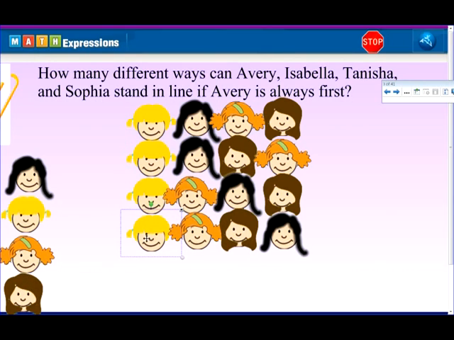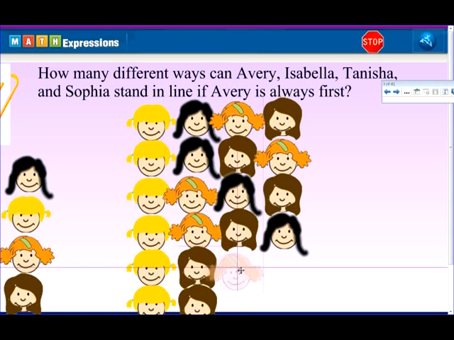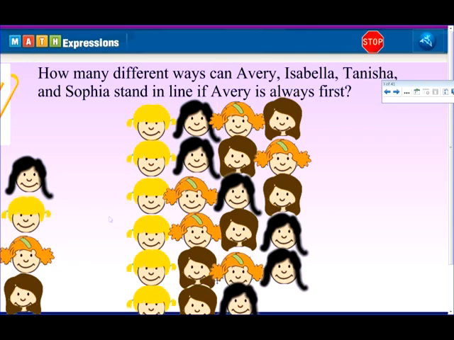Oh, it looks like we need some more. Maybe we'll get 5 or 6 out of these. Avery's still first, but let's put Sophia next, then Tanisha, and then, of course, Isabella. And then we can put Isabella next and Tanisha. Are there any others we can do?